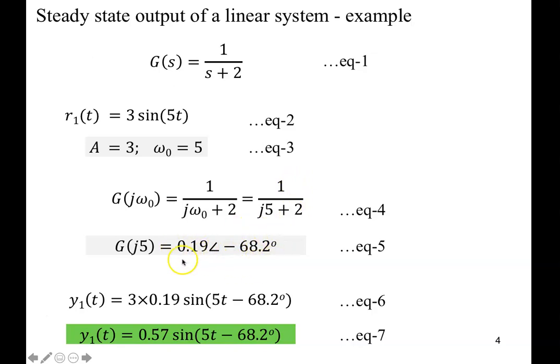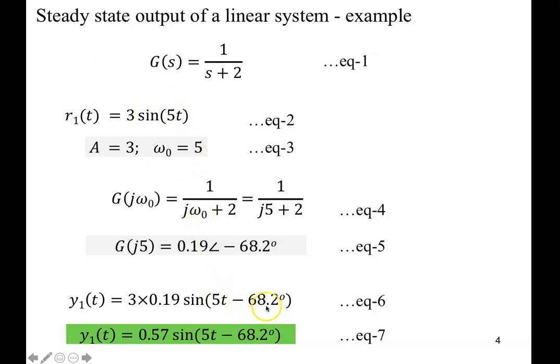Okay, so I'll work out the two values here. One is M, the magnitude of the transfer function when the frequency is 5. I have an angle of minus 68.2 degrees. Now the rest is easy, because the steady state output response to that particular input is A times M. M is 0.19, so 3 times 0.19, sine 5t. The frequency doesn't change, so it's the same as the input, sine 5t.